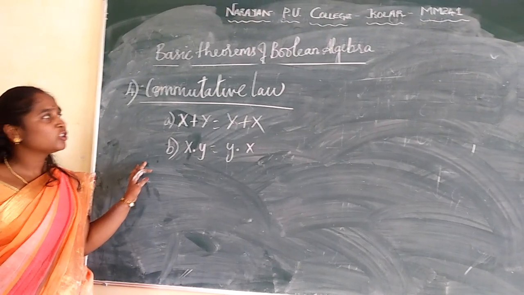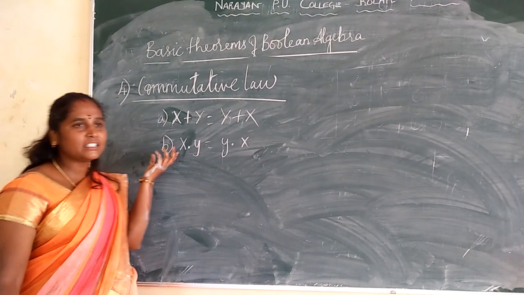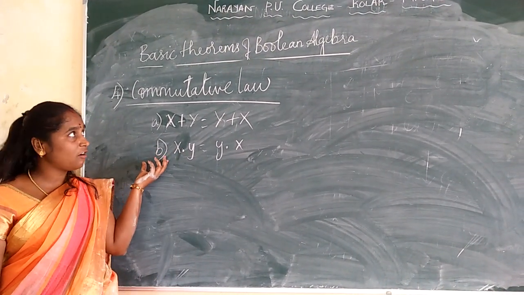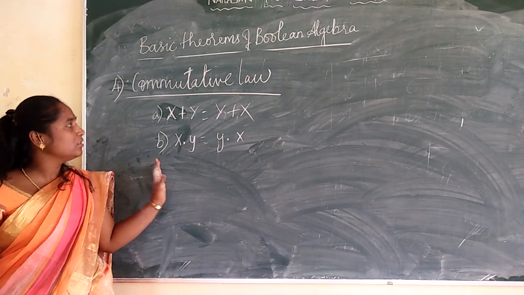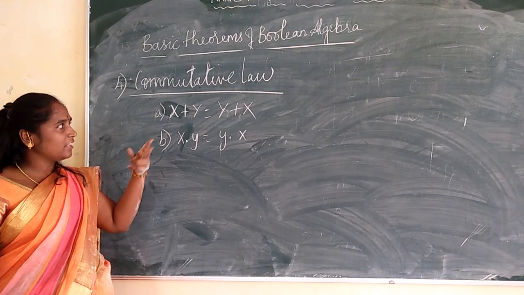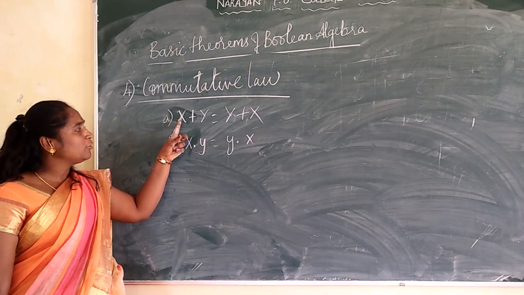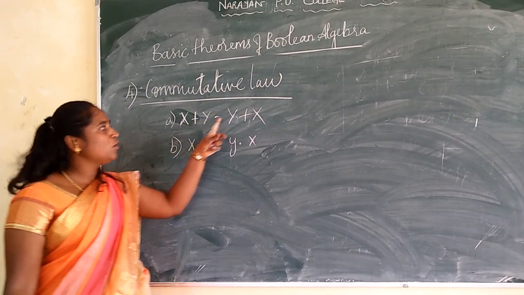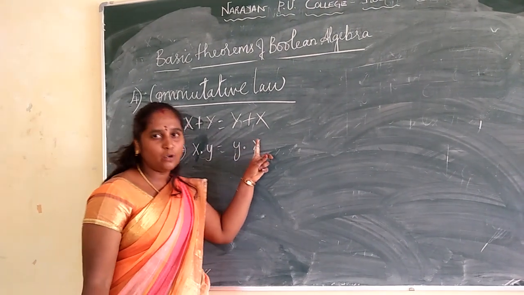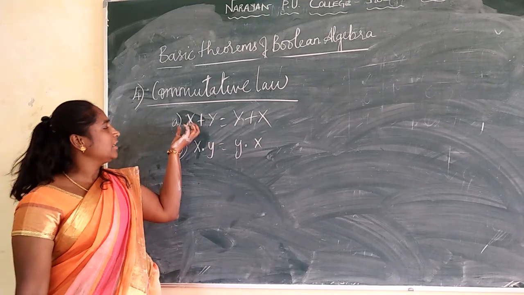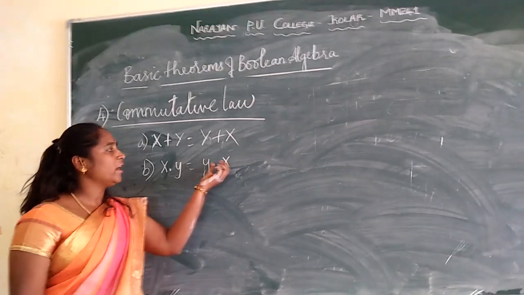Okay. The fourth law is the commutative law. You have already studied the commutative law and associative law in your school days, and again you will study in Boolean algebra how this law is used in logic circuits. In this law, two conditions are there, using an OR operation as well as an AND operation. You have to prove that x plus y is equal to y plus x, and second, x into y is equal to y into x.